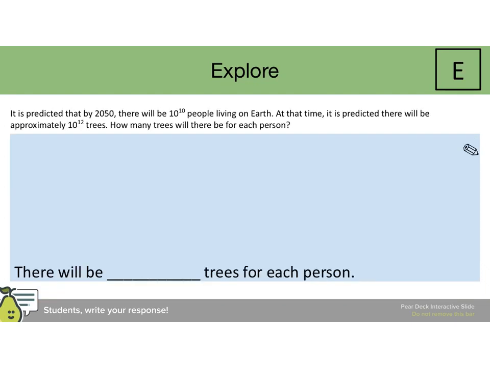In this portion of the Explore, students are asked, it is predicted by 2050 that there will be 10 to the 10th power people living on Earth. At that time, it is predicted that there will be approximately 10 to the 12th power trees. How many trees will there be for each person? And so, here is a sentence starter to provide to students with disabilities.